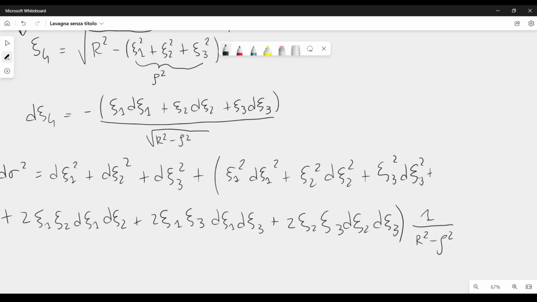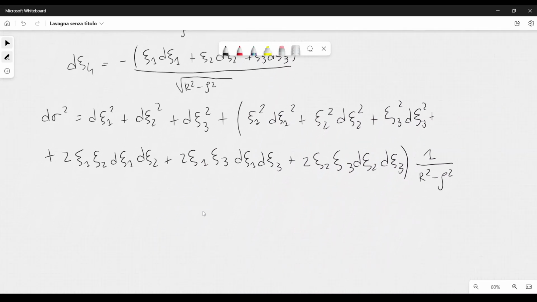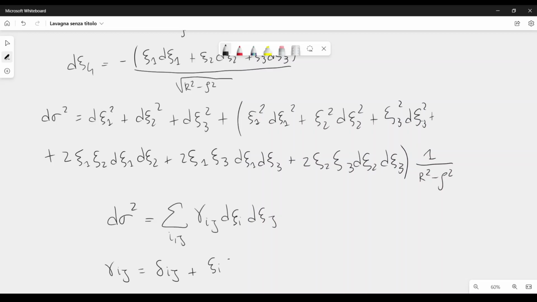So we can rewrite this element dσ² like this. We sum over i and over j, and then here we have γij dξi dξj, and γij is simply this matrix, the Kronecker delta or the identity matrix, plus ξi ξj, and then we divide by r² minus ρ². These two together will give me this expression if you just check.